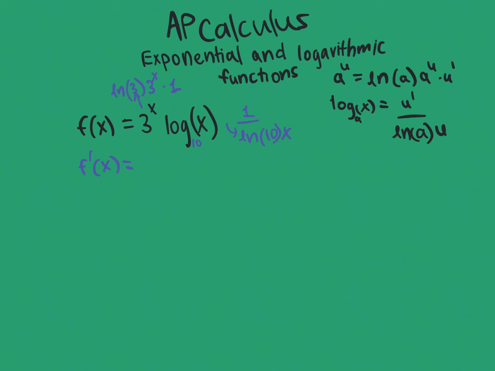So now let's go ahead and solve. We have ln 3 times 3 to the power of x times log x, plus 3 to the power of x times 1 over ln 10 times x. And this here will be our final answer.